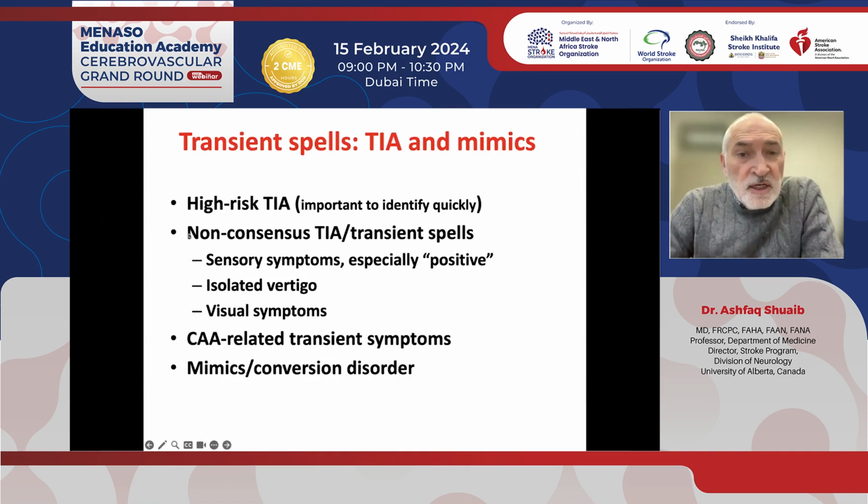You also want to consider what we call non-consensus TIAs, these spells of transient symptoms. You know, I had numbness on my left side, or I was very dizzy, or I couldn't see well through my left eye or the right eye. Maybe they were TIAs, maybe they were not TIAs, and so we call them non-consensus spells.